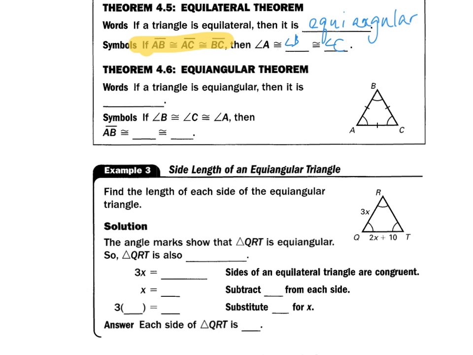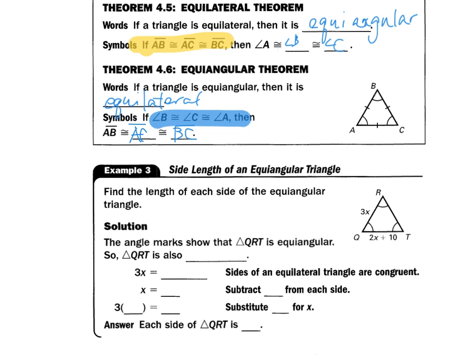Equiangular Theorem. Now we start with the angles. It says if a triangle is equiangular, then it is equilateral. So it goes backwards. If the three angles are congruent as it states there, then AB is congruent to AC and it's congruent to BC.